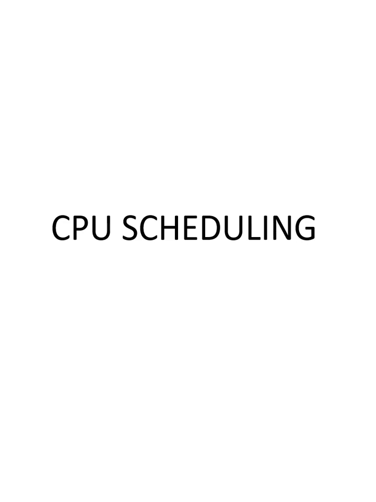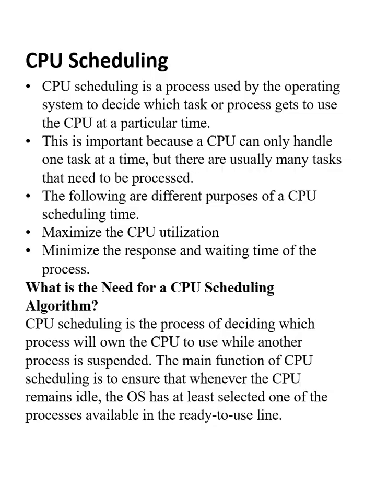Hi all. Today we are going to see a topic in operating systems, that is CPU scheduling algorithms. CPU scheduling is a process used by the operating system to decide which task or process gets to use the CPU at a particular time. The CPU has to process all the time, so which process has to be used is scheduled by CPU scheduling.